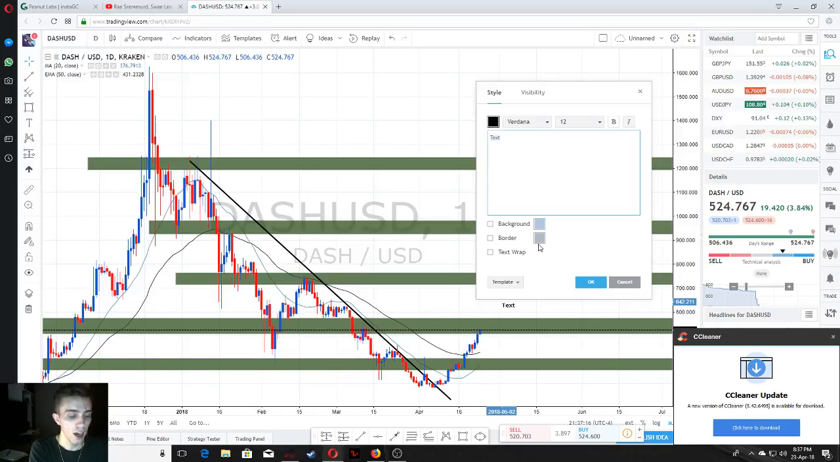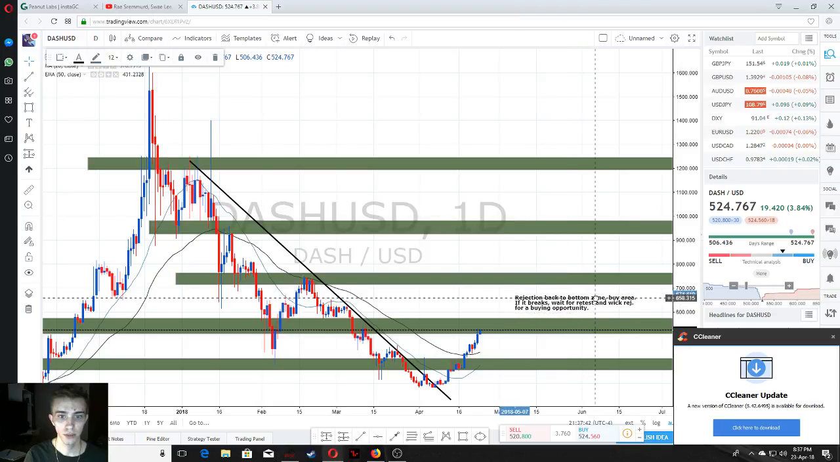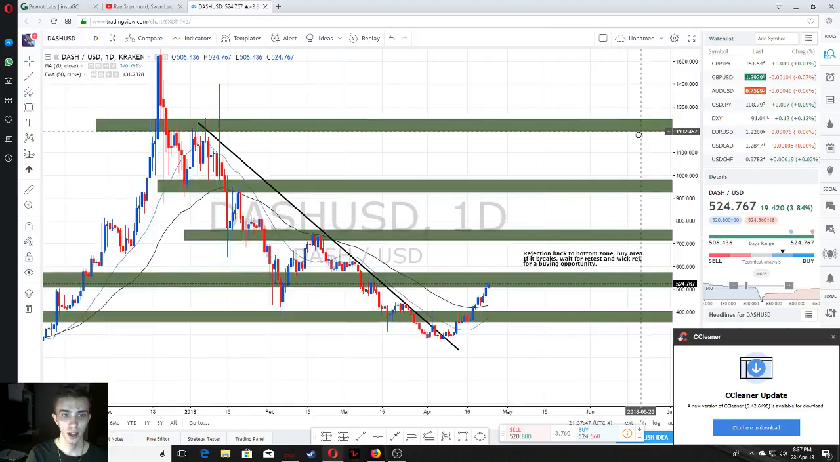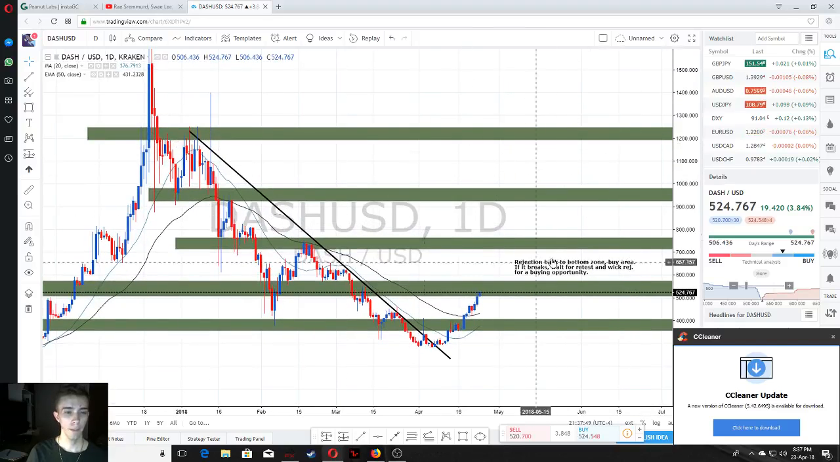I'm going to say: rejection back to bottom zone buy area. If it breaks, wait for retest and wick rejection for a buying opportunity. Okay, so that's what we're looking for there. I'm going to screenshot this for you so you guys can have it for reference.